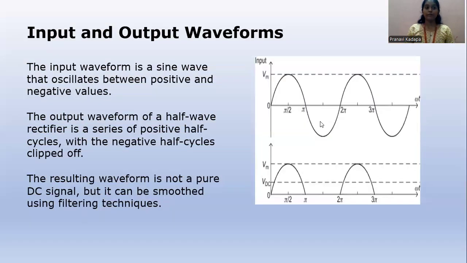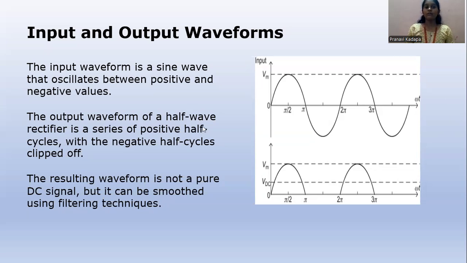Input and output waveforms. The input waveform is a sine wave that oscillates between positive and negative values. As we know, AC is a sine wave signal, right? So it has both a positive cycle and a negative cycle, positive, negative cycle, and goes on.